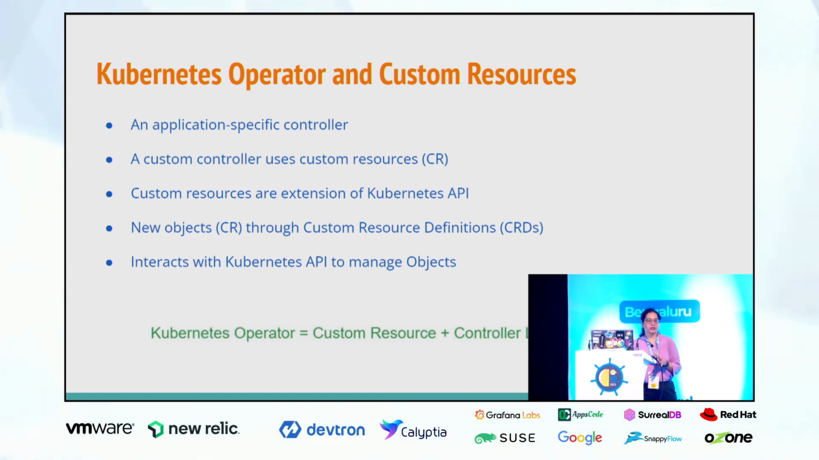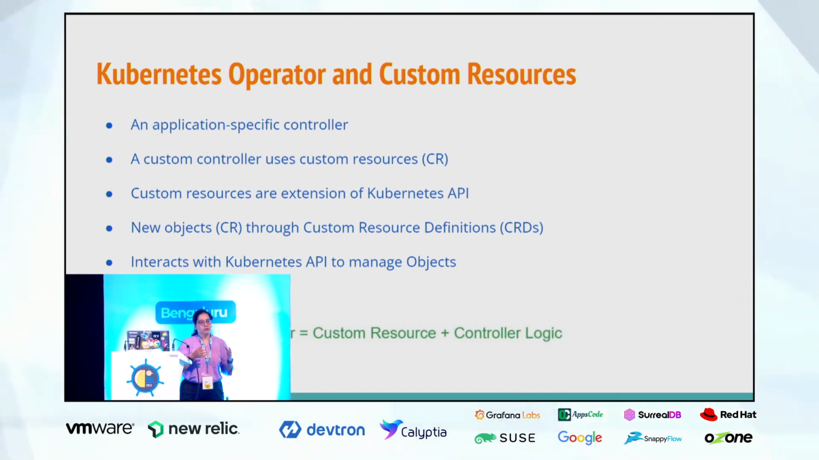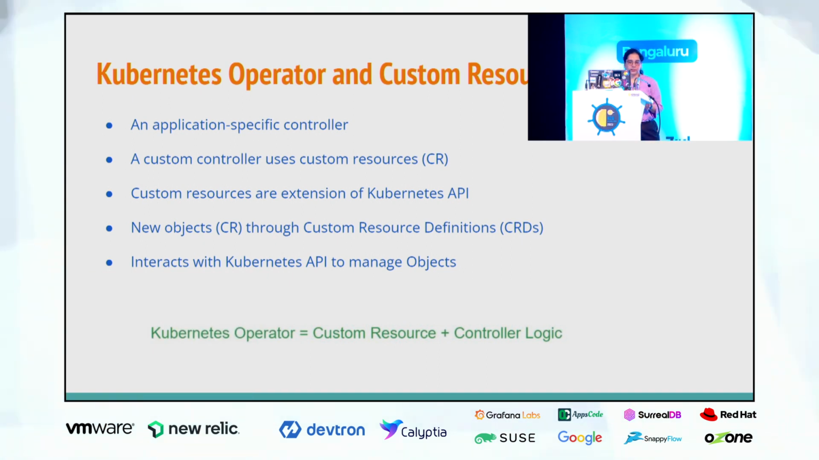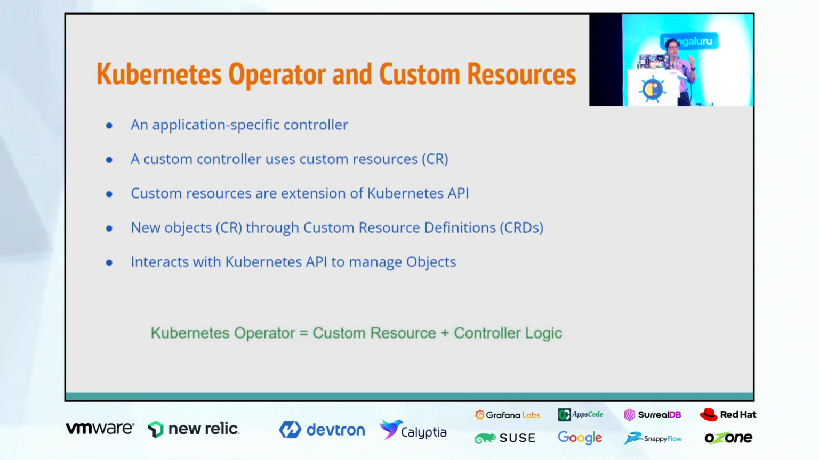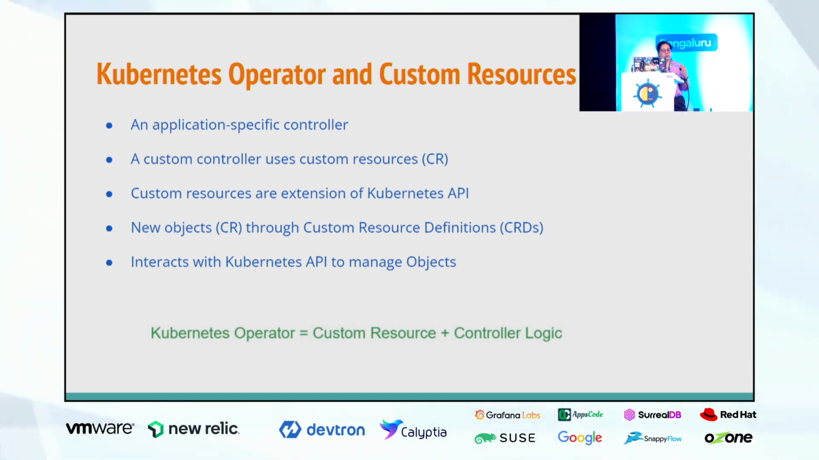So a Kubernetes operator is like an application-specific controller. Whatever the native Kubernetes resources cannot do, for that we build our own Kubernetes custom operator. For that we build custom resource definitions, which have all the custom resource fields, like what type of fields it's going to be. All this gets included in our CRDs, that is, custom resource definitions.